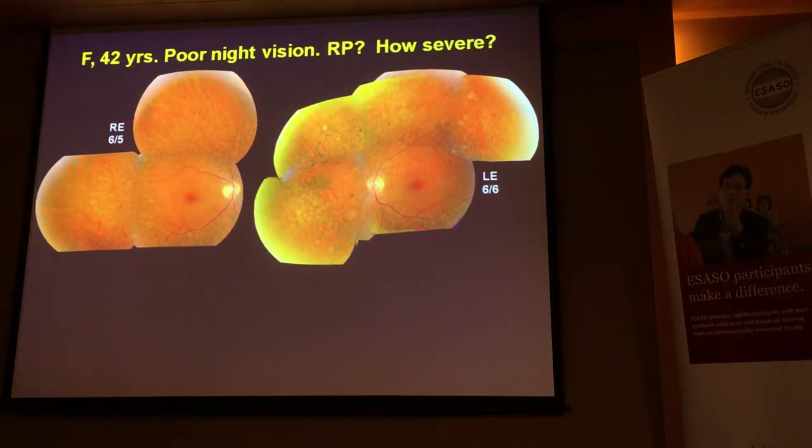bad is it?" So what criteria are you going to choose? Now you've got this in front of you, and you've got three choices. It's mild, it's moderate, or it's severe. This is where you have to wake up and do just a little bit of work.